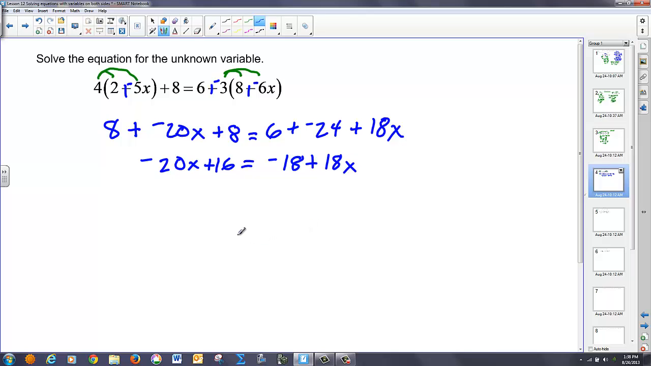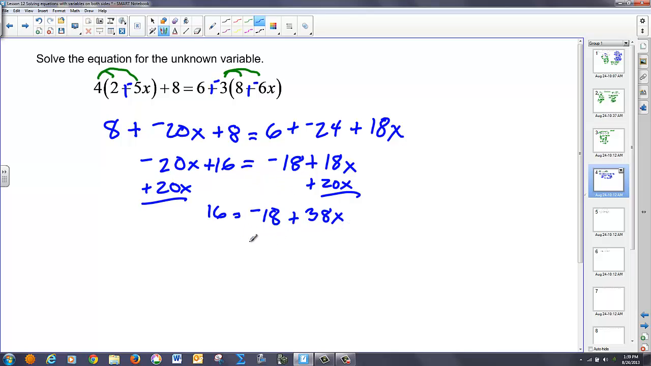Once again, I want to keep, if at all possible, the coefficients of x positive. So I must bring this negative term to the other side. In order to do that, since this is a negative 20, I'm going to add a positive 20x to both sides. This gives me 16 is equal to negative 18 plus 38x, adding like terms.